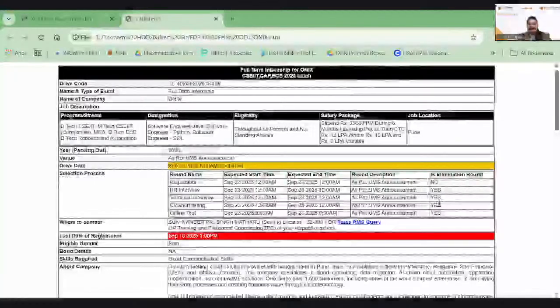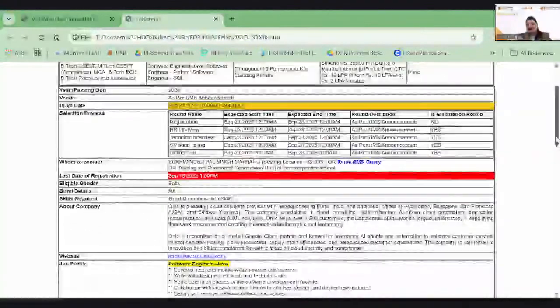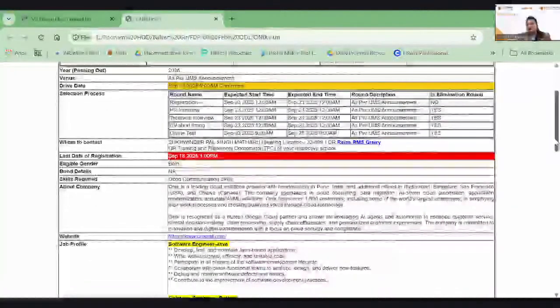So over here, when it's mentioned CV shortlisting and below the elimination round, they have mentioned it's a yes factor. This means CV shortlisting is an elimination round. This also means if your CV is not matching my criteria as a company, your CV is going to be rejected, right? So let's move ahead.